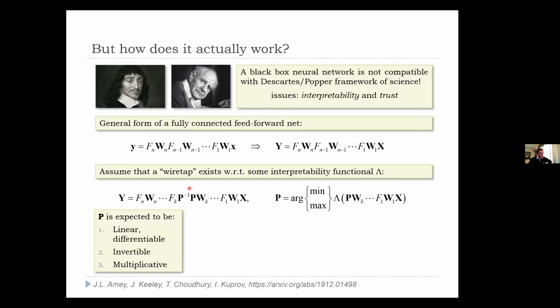Okay, so let's think about what these operators are expected to be. Well, they're expected to be linear, right? Because a linear combination of signals has to be descrambled into a linear combination of the corresponding answers. They're expected to be differentiable, right? They're smooth. They're expected to be invertible because information cannot be lost. So P minus 1 must always exist. And they're clearly multiplicative in the structure of the network in here.